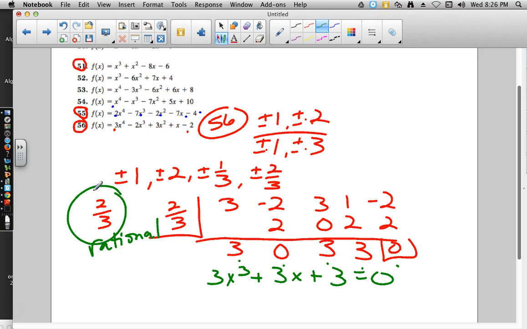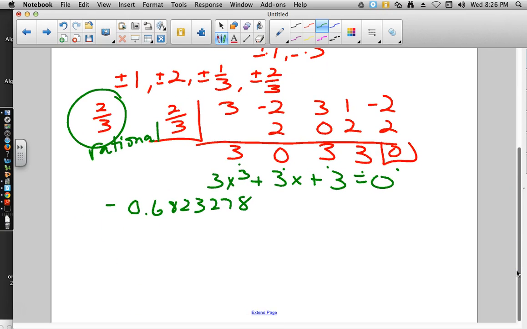And the reason is because we can't factor that other than pulling the 3 out of there, and that's not going to bring us any closer to getting the zeros. And that's because this is not a quadratic, this is a cubic. So at this point, what we would have to do is just use that second trace, number 2, zero feature. And that gives us negative 0.6823278. And so what we would do is just say, hey, we know this is irrational.